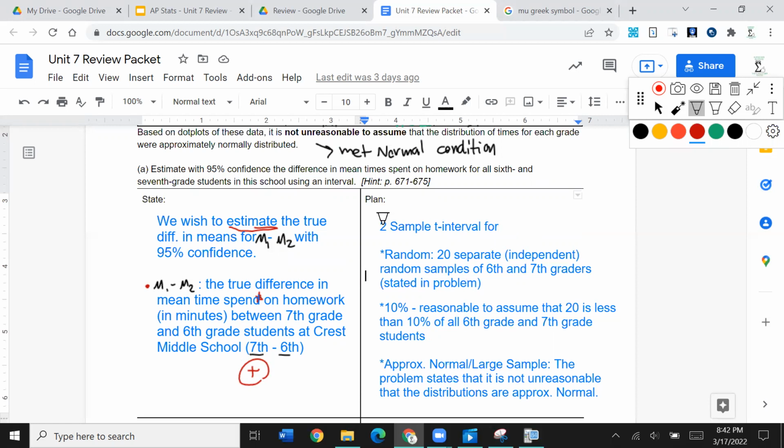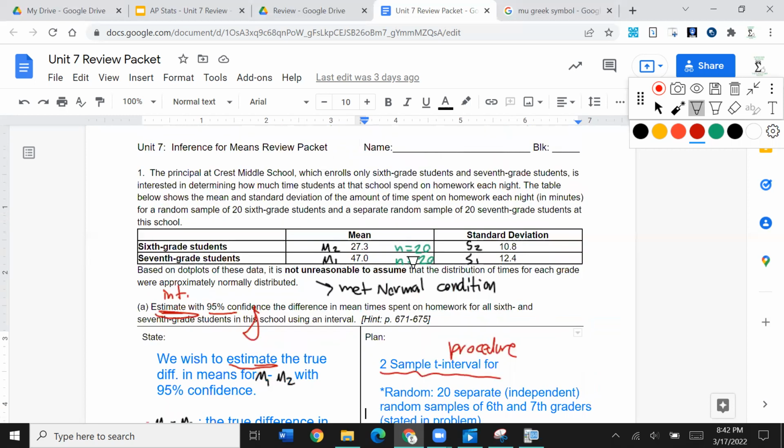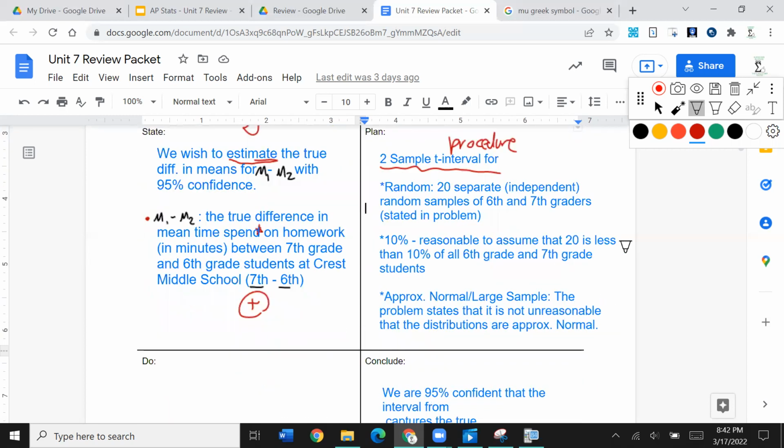For your plan part, you want to state your procedure. Our procedure is a 2 sample t interval because we are trying to estimate. Anytime we're trying to estimate, that's going to be an interval, especially with that 95% confidence. But we also have 2 samples going on here, so we're trying to get the difference between them. When we're doing our conditions, we want to check the 3 conditions: the random, the 10%, and the approximately normal.